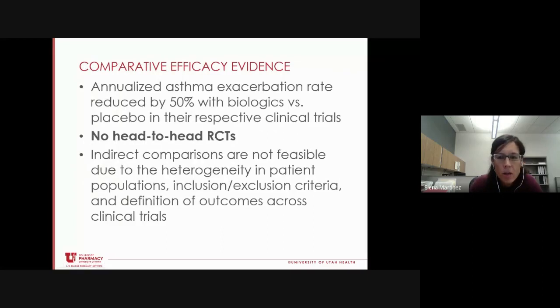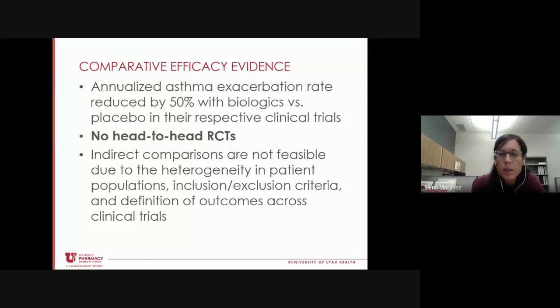Biological treatments in patients with moderate to severe asthma and type 2 inflammation are efficacious for reducing exacerbations, improving lung function, controlling asthma symptoms, and decreasing oral corticosteroid use, which is linked to serious adverse events. The annualized asthma exacerbation rate was reduced by 50% with these treatments compared to placebo in their respective clinical trials. Following a systematic search, no head-to-head comparative randomized controlled trials have been published with these agents in asthmatic patients.